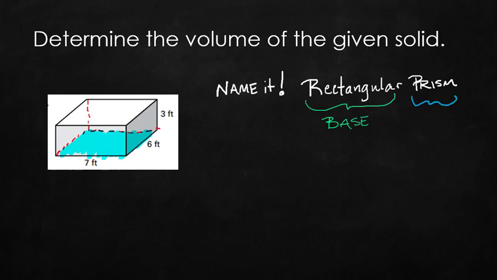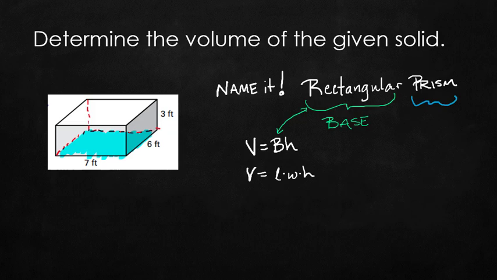The formula for volume, always start by writing the formula, is the area of the base times the height. And that part of the name is going to tell you what to put in for capital B. To find the area of a rectangle, you do length times width. So for this, we're going to use length times width times height.